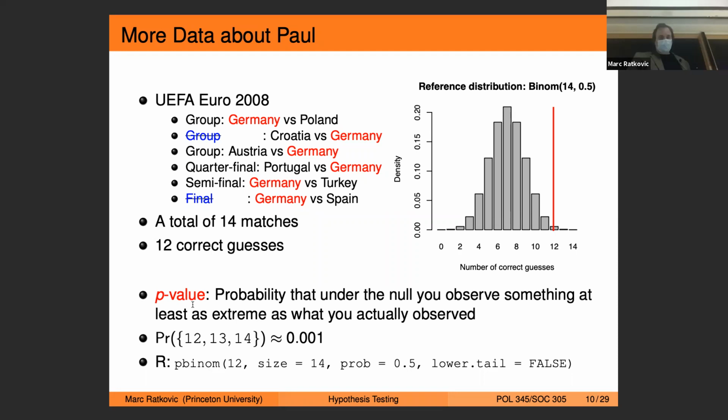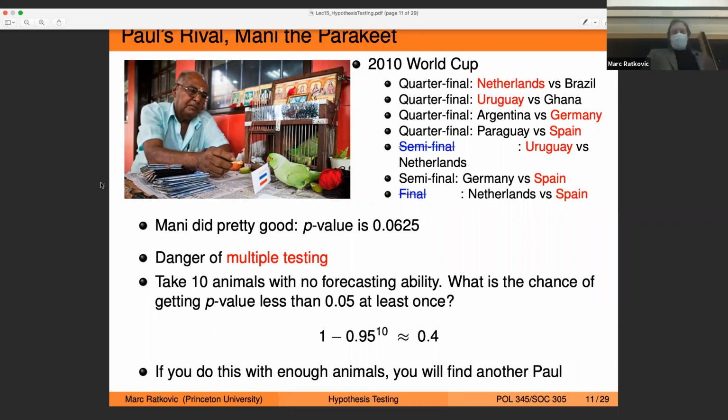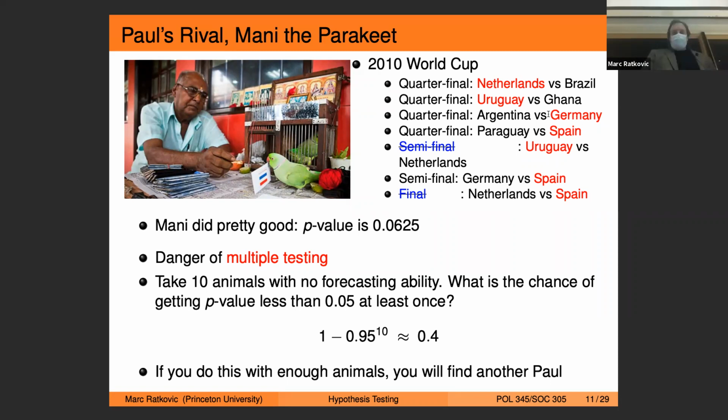So for those of you who think animals can predict the future, here's one. Paul the octopus in the 2010 World Cup, and Manny the parakeet. Parakeets can speak actual words and understand a certain number, so for a bird, they're bright. Manny picked the Netherlands, Brazil over Ghana, and so on, and got the final wrong. Go through that exercise and he had a p-value of 0.065. We'll talk about a critical threshold of 0.05 for statistical significance, so at 0.065, there might be something.